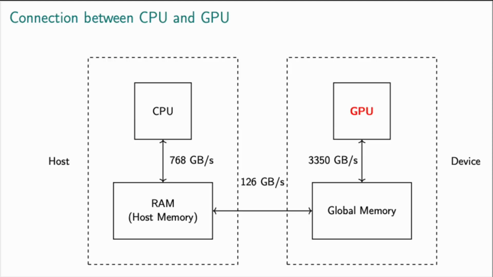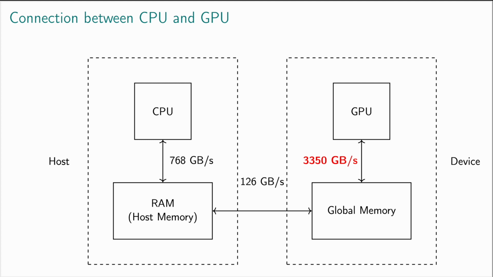Now, on the right side, we have the GPU, and it's linked to its own special memory, the global memory. In GPU programming terms, the GPU and its global memory are called the device. You might have noticed the numbers in the diagram. They say how fast the data is transferred from the source to the target. The fastest connection is between the GPU and its global memory.